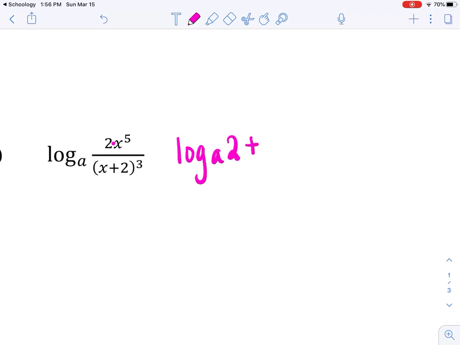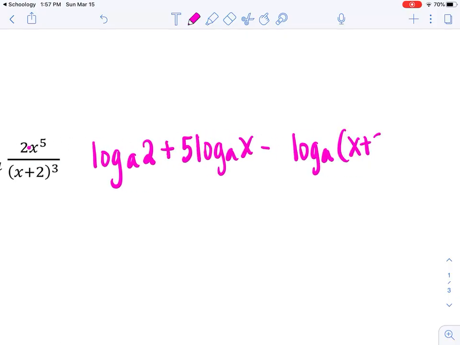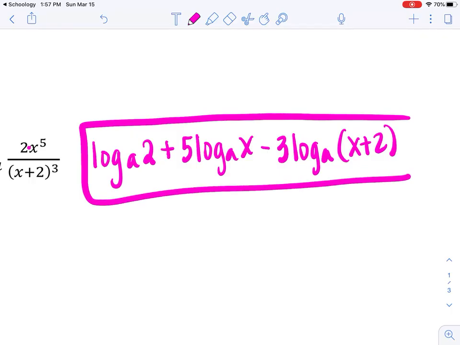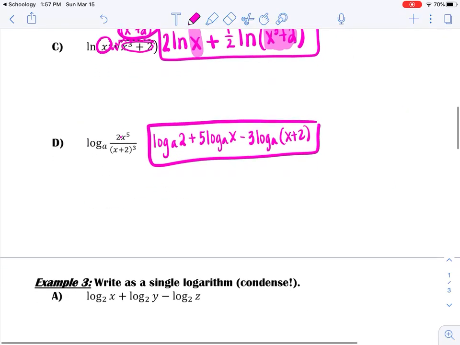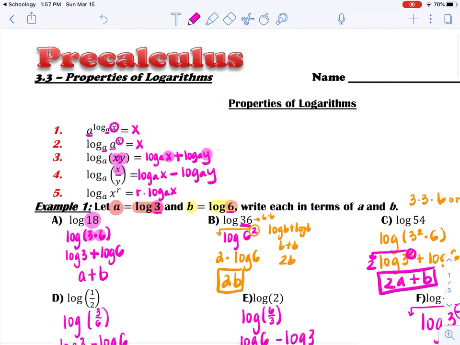Log base a of 2 plus log base a of x to the 5th power, but I'm going to write the 5th times 5 in front of that log. Now I'm in my denominator, so minus log base a of, once again, this is an x plus 2. My exponent is 3, but I'm not going to write it as an exponent. I'm going to take it and rewrite it in front of my logarithm. So that is how you expand. Okay, those were using our properties here at the top, this one, and this one.